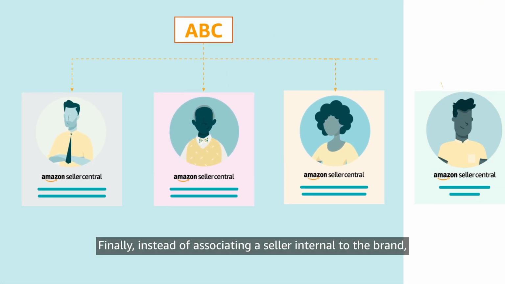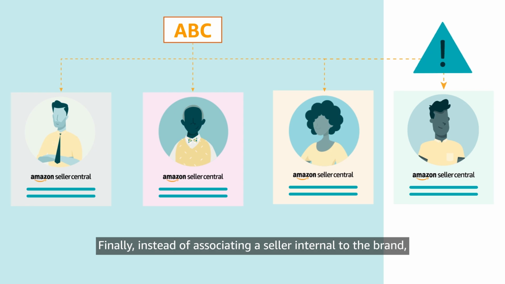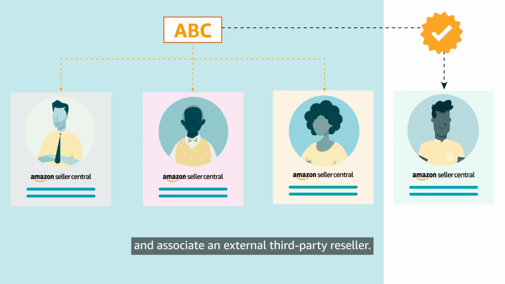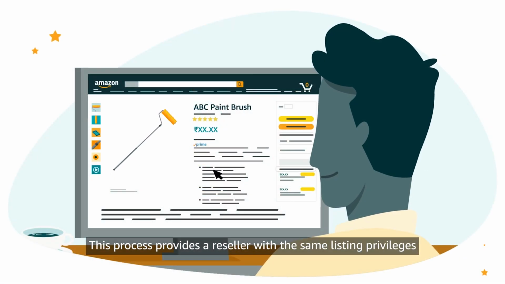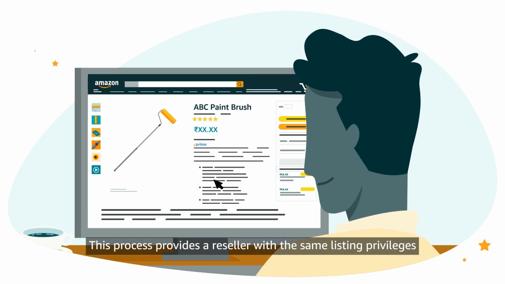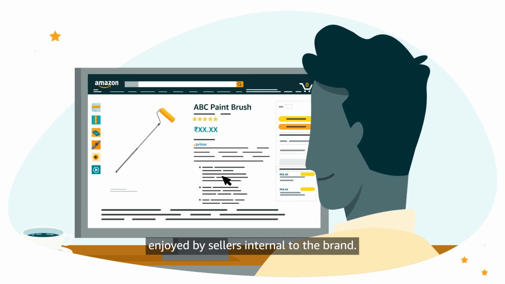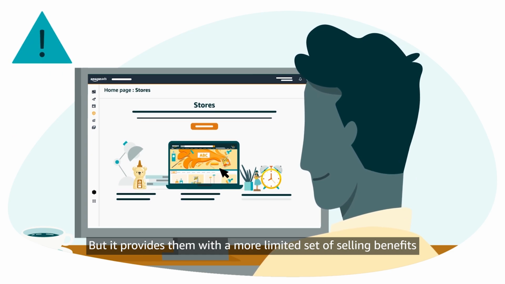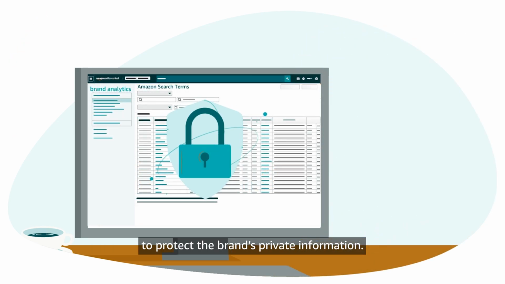Finally, instead of associating a seller internal to the brand, you can follow a separate manual process to authorize and associate an external third-party reseller. This provides a reseller with the same listing privileges enjoyed by sellers internal to the brand, but it provides them with a more limited set of selling benefits to protect the brand's private information.